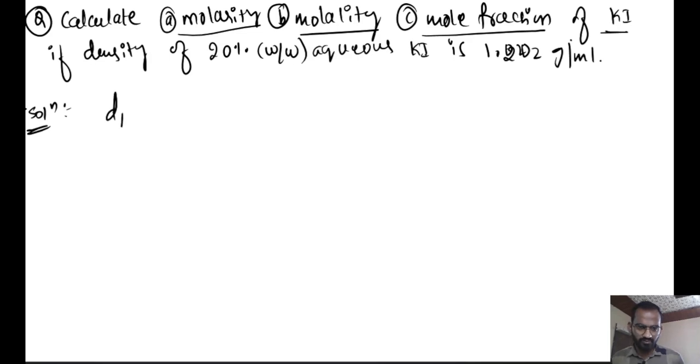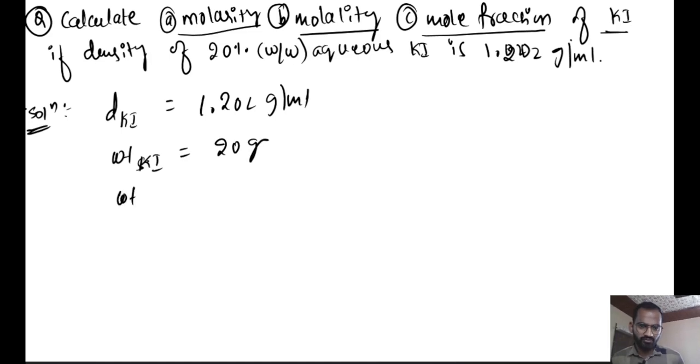The density of the KI solution is 1.202 gram per ml, they have given. The weight of solute, that is KI, is 20 gram, and the weight of solvent is 80 gram. What is the meaning of this, you know now already. 20 percent weight by weight means 20 gram will be KI, and the remaining solvent, that is water, will be 80 gram. Now we have to find out the molarity.